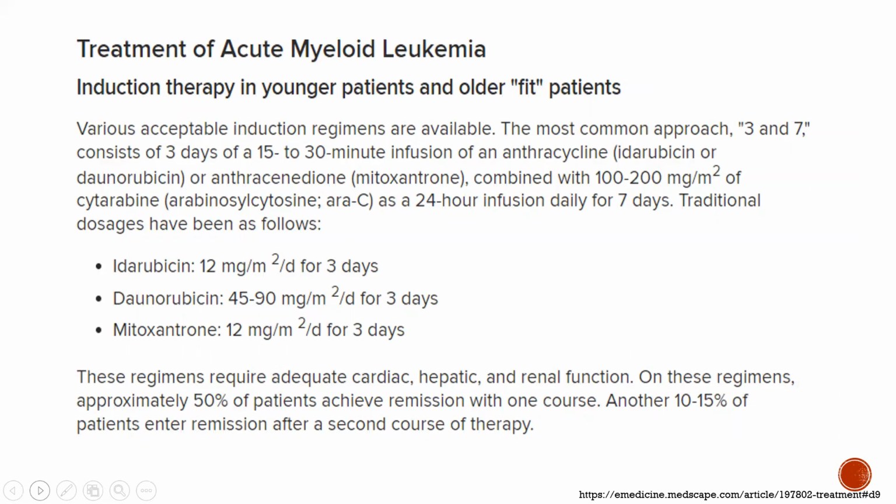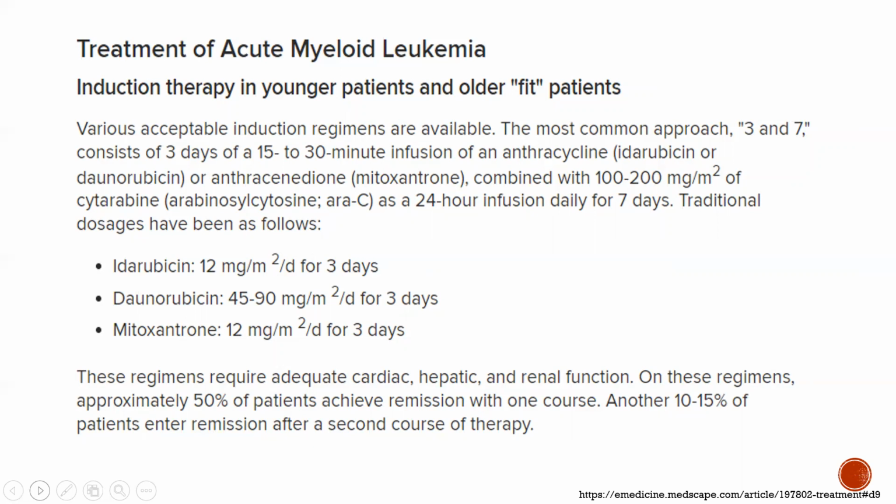Various acceptable induction regimens are available for therapy in the younger patient or older fit patient. Fit means the patient is stable and has a classical clinical picture of the leukemia, and not only clinical but bone marrow and CBC pictures. The most common approach is 3 and 7, which consists of 3 days of 15 to 30 minute infusion of anthracycline combined with cytarabine as a 24-hour infusion daily for 7 days.